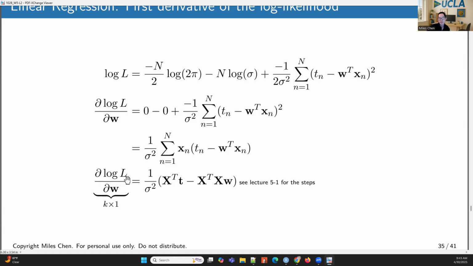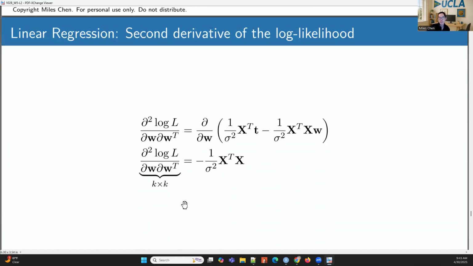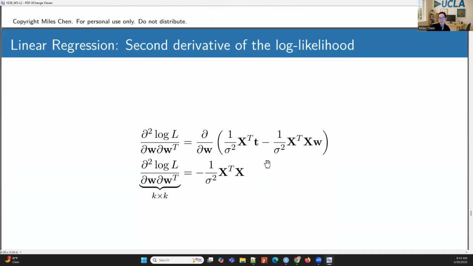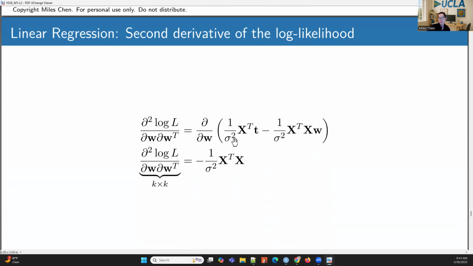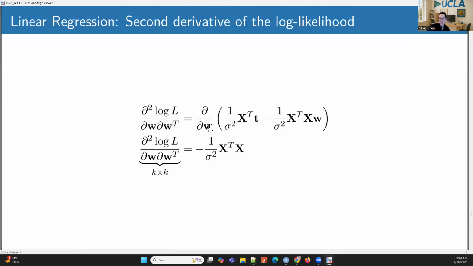Our first derivative of the log likelihood with respect to w is going to equal this. And then we're going to take the second derivative of the log likelihood. So the derivative of this thing with respect to w, this is going to zero out. There's no w term here. And then the second derivative here is a square matrix, X transpose X. And so I'm going to get 1 over sigma squared X transpose X.